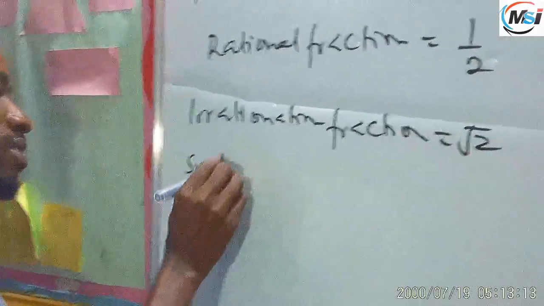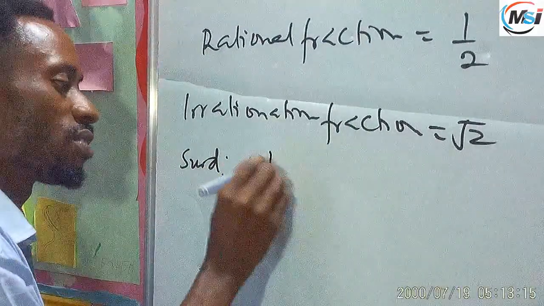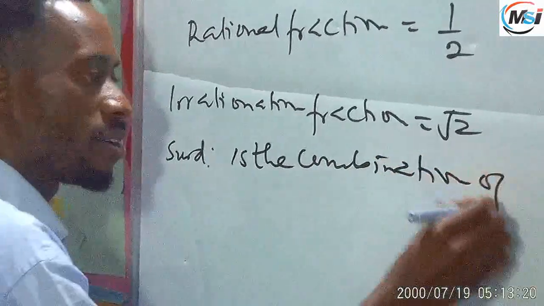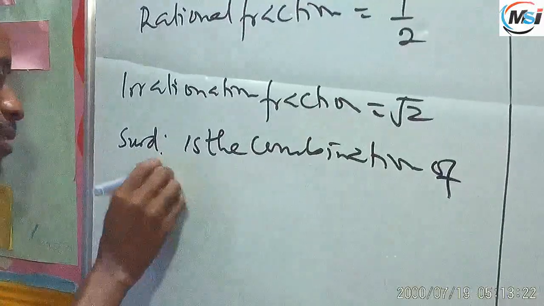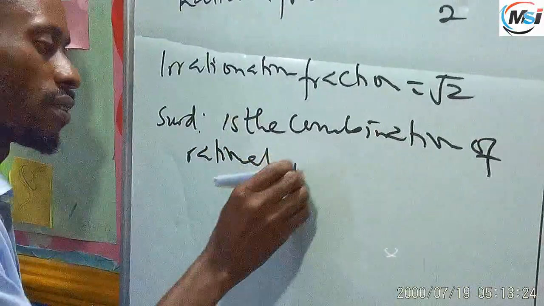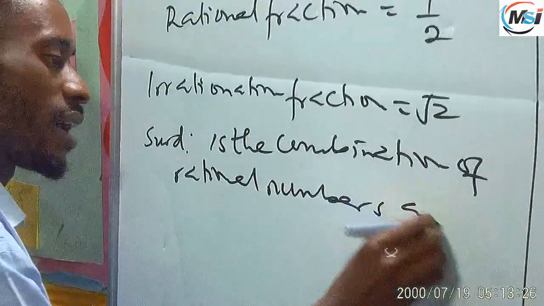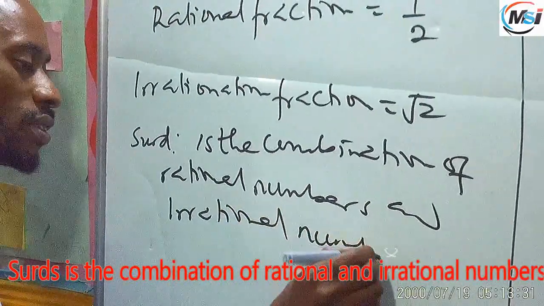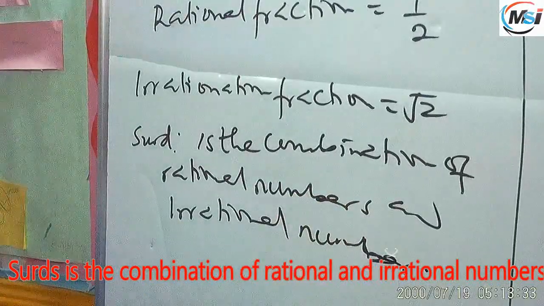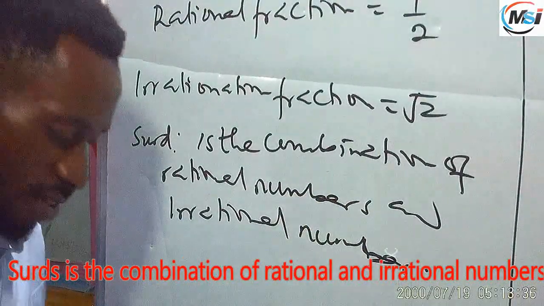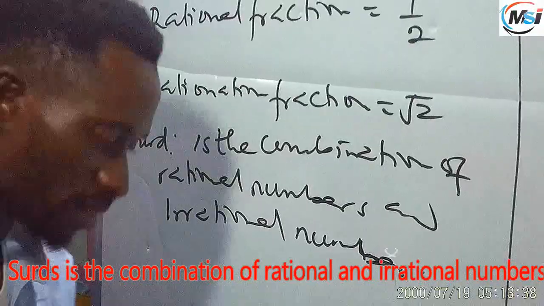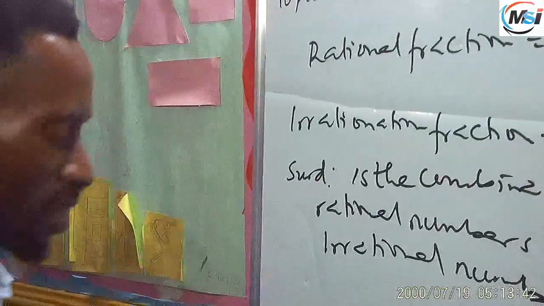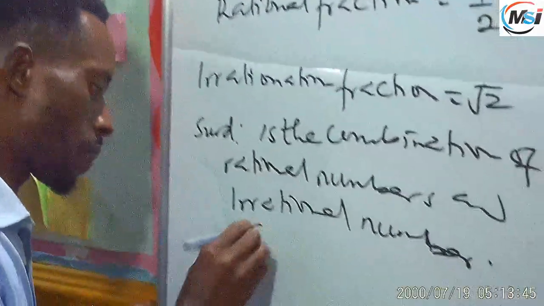Okay, I have surd. Surd in this sense is the combination of rational numbers and irrational numbers. That's the definition of surd: the combination of rational numbers and irrational numbers. So since we have the introduction of this topic already, let's take a few examples.